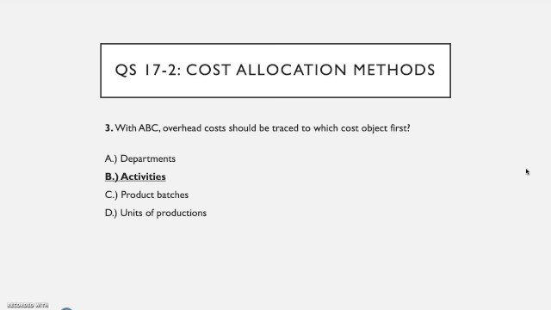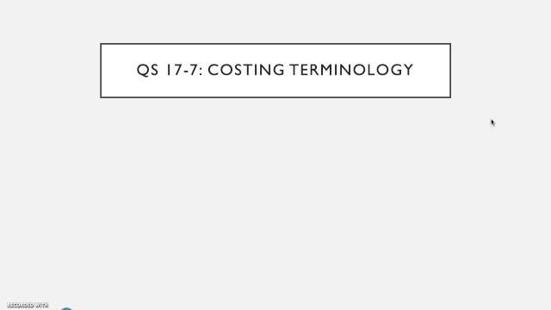The correct answer is B, activities. Okay, and then QS 17.7 is costing terminology. Again, these are just definitions that are in the book and you just have to read up on. So they had a couple terms and corresponding descriptions, so we're going to be matching them up.